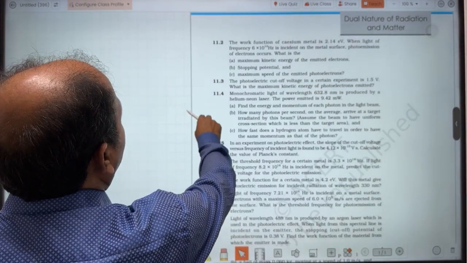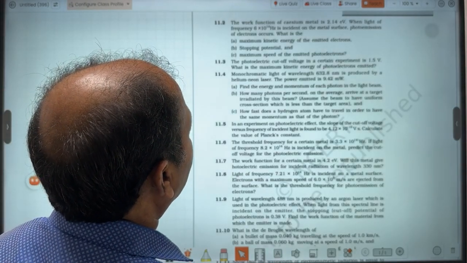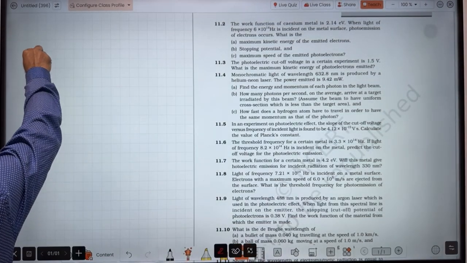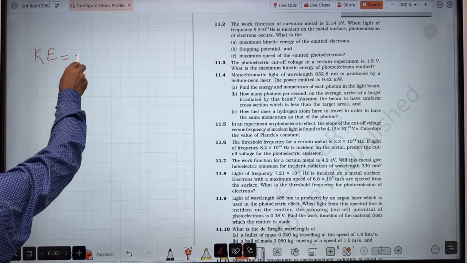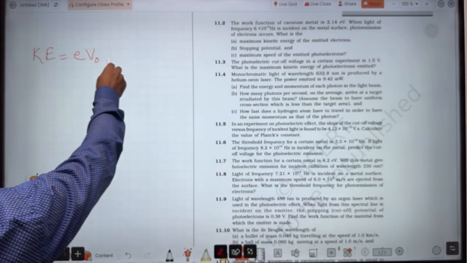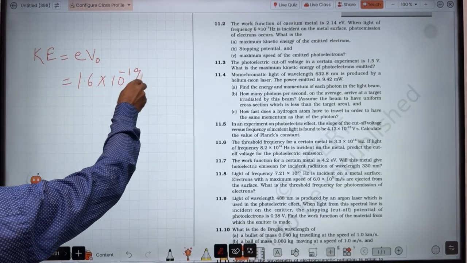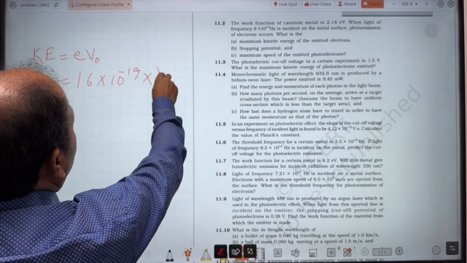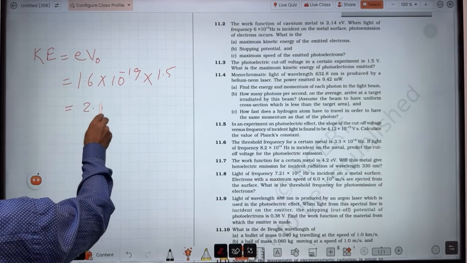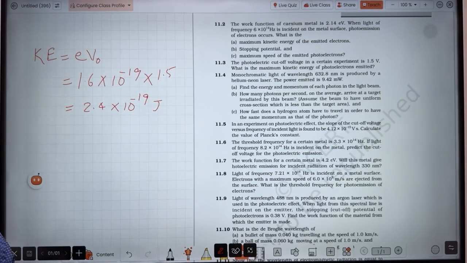Next question says the photoelectric cutoff voltage in a certain experiment is 1.5 volt. What is the maximum kinetic energy? So as we have studied, maximum kinetic energy is given by e times V0, where V0 is the cutoff voltage. So e is electronic charge 1.6 into 10 to the power minus 19 times V0. V0 is 1.5. So this will become 2.4 into 10 to the power minus 19 joule. So that is the answer.